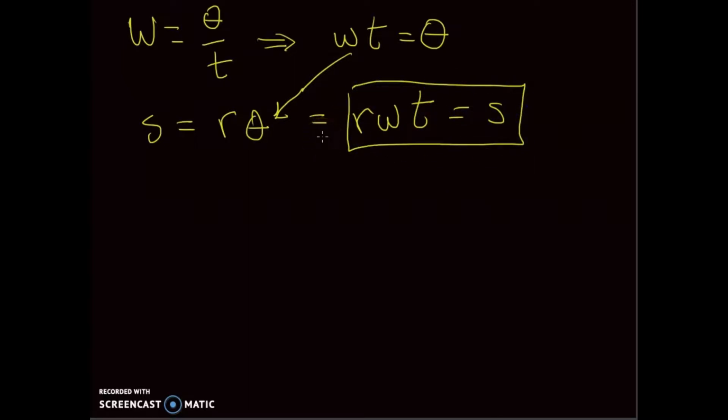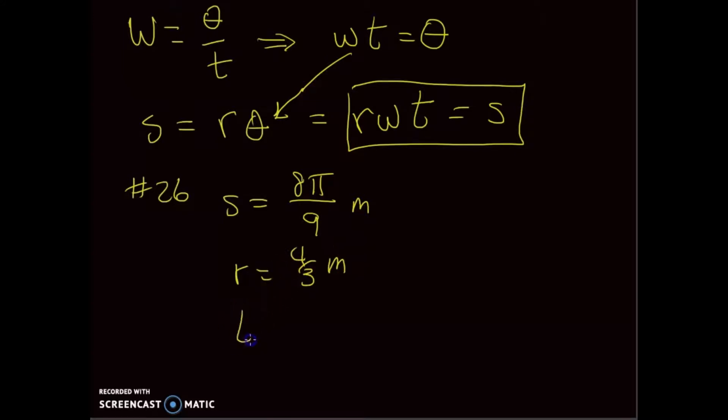we can come up with some more things, like number 26. They give us s, 8 pi over 9 meters. They give us r, 4/3 of a meter. And they give us t is 12 seconds.